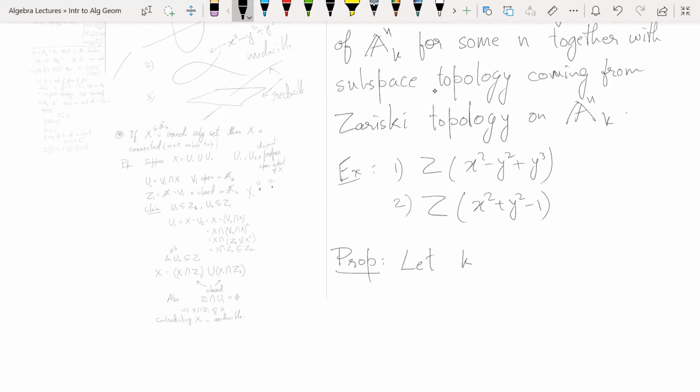K be an algebraically closed field. We'll assume K is always algebraically closed. Maybe here also K being algebraically closed is not important.